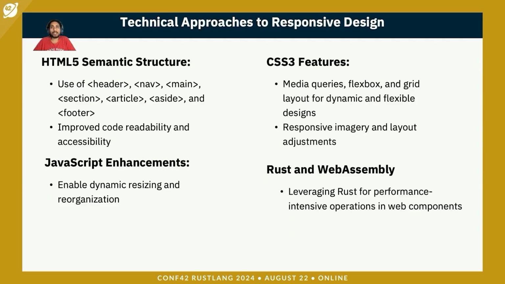JavaScript enables dynamic resizing and reorganization of content, making it possible to create highly interactive and responsive web applications. However, for performance-intensive tasks, JavaScript might not always be the best choice. This is where Rust and WebAssembly come into play. Leveraging Rust for performance-intensive operations can significantly enhance the responsiveness of web components. For instance, Rust's ability to handle complex calculations and data processing tasks in the browser with near-native speed makes it ideal for scenarios where performance is a critical concern.